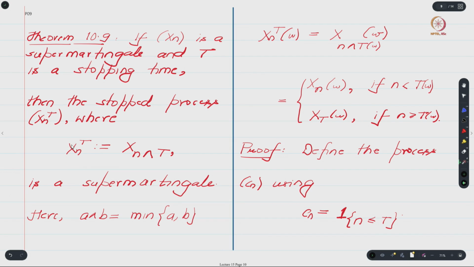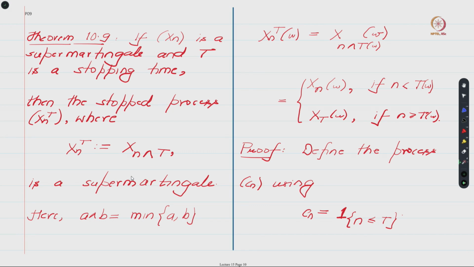So X_{n∧T} is defined to be X of n min T. This notation over here is defined here. So n is an integer, T is a random variable which on different sample points will take either a finite integer or plus infinity. In either case we can look at the min of these two values, and this is what this notation over here means.